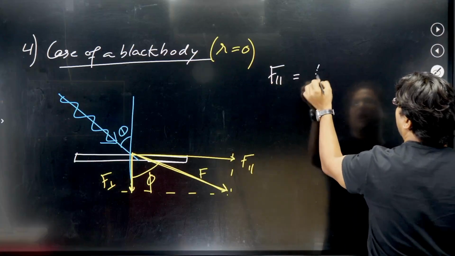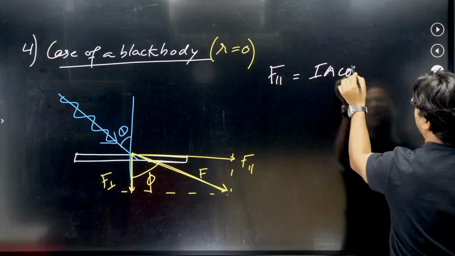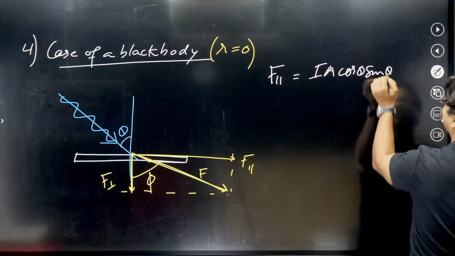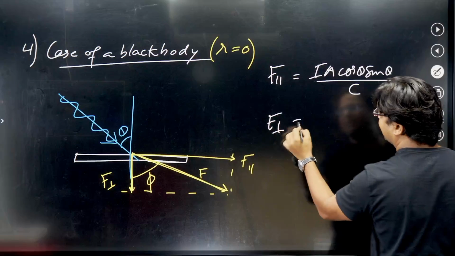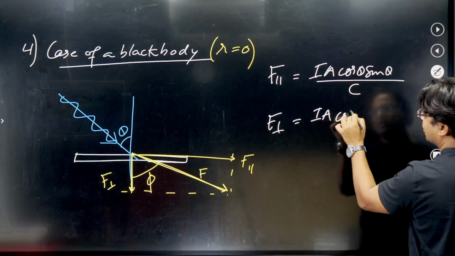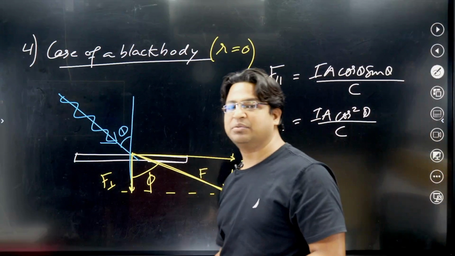That would be IA cos theta sin theta. 1 minus R will only become 1 upon C. What about F perpendicular? That will be IA cos square theta by C. So when you put R equal to 0, these are the formulas that you're going to get.